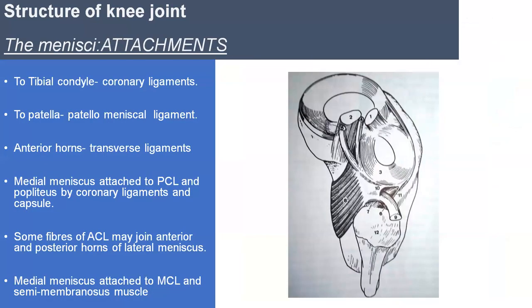So attachments of the menisci: to the tibial condyle, they are attached by the coronary ligaments, and to the patella by the patellomeniscal ligaments. The anterior horns are attached by the transverse ligament. The medial meniscus is attached to the PCL and popliteus by coronary ligaments, and some fibers of the ACL may join the anterior and posterior horns of the lateral meniscus. The medial meniscus is also attached to the MCL and semimembranosus muscle.